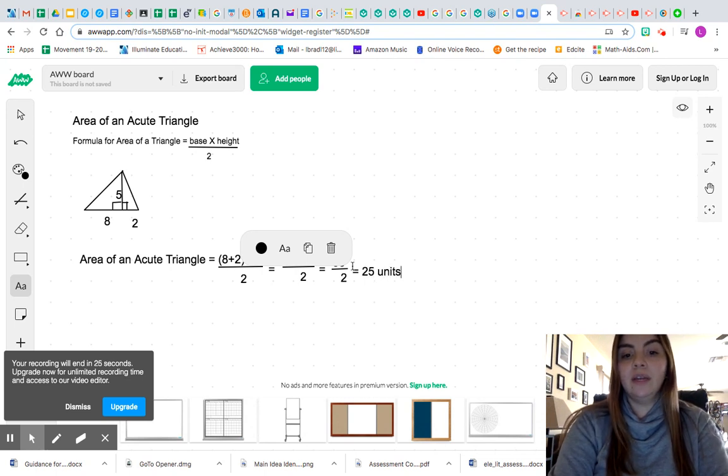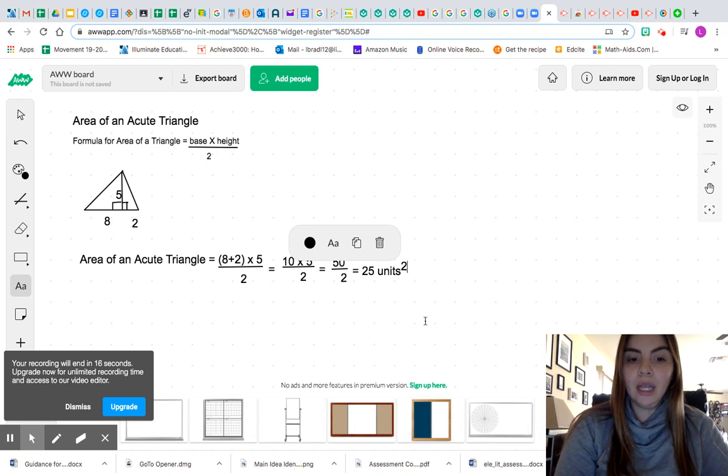And it's still the area, so we're going to label it units, and then squared. There we go, squared. All right.